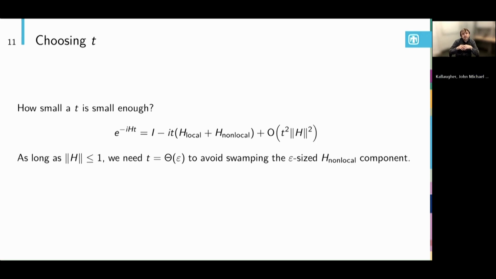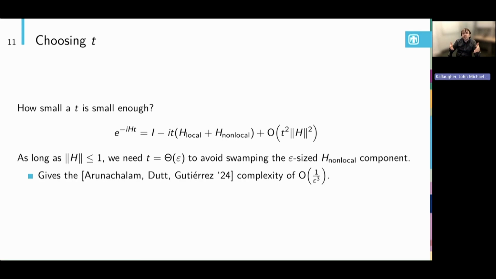Well, if you write out this first order approximation and then write out that second order error term, that second order error term is going to look like t squared times the size of h. So we'll assume that h has been normalized so that its norm is like 1. And then that will tell you that t needs to be scaled by about epsilon in order to avoid the error term swamping this epsilon-sized non-local component of h. And so plugging t equals epsilon back into that 1 over t epsilon squared time complexity that we had on the previous slide, that tells you that this method is going to require inverse cubic time in epsilon.